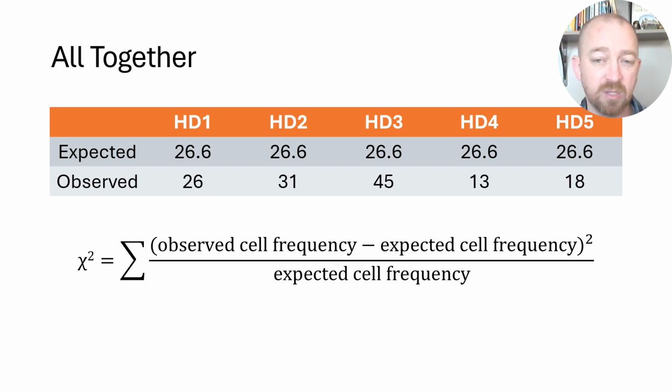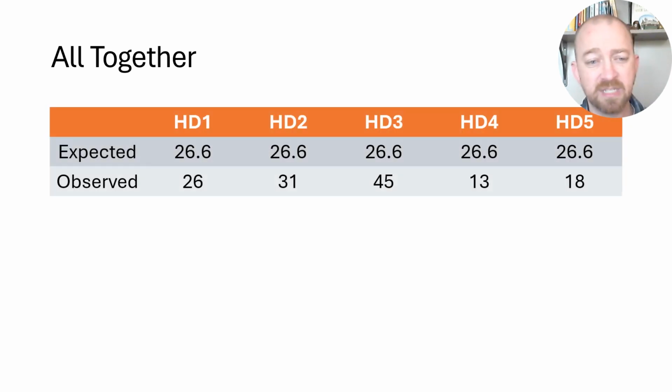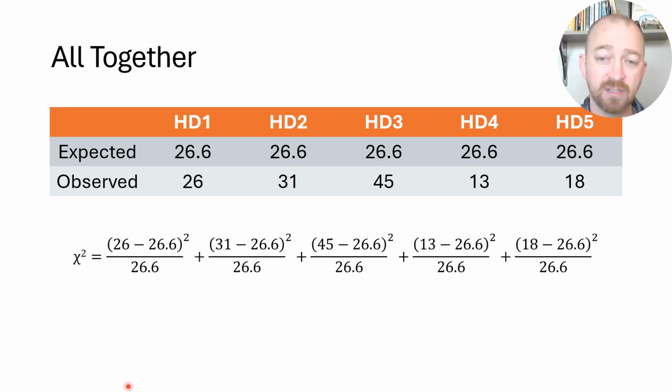It's the exact same equation we used in the 2-cell chi-squared. We're just going to now expand it to include 5 cells, okay? So now let's walk through that on the next slide. Okay, so here's my same table, and I'm going to plug every value into the equation like so. As you can see, I've got 5 instances of the equation because I have 5 cells. Okay, so I need to represent each cell.